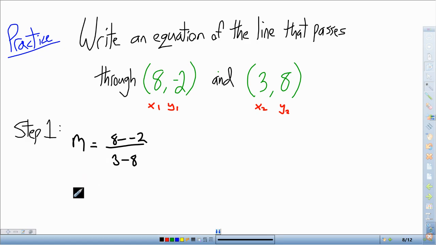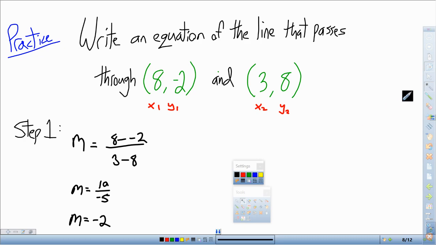Doing a little bit of math here, with the double negative we're getting a 10 over 3 minus 8, which gives me negative 5. So this can actually divide if I want. I can just write this as negative 2. You might have written it as negative 2 over 1. That's fine, but I'm just going to use negative 2. So there is my slope.